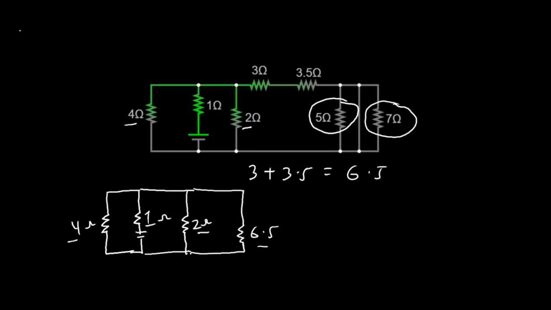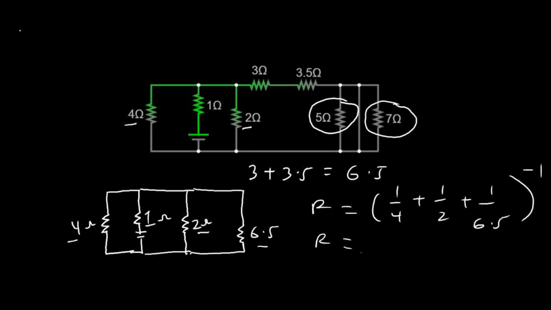So you are first of all going to calculate the effective resistance for the resistors in parallel. So R will be equal to (1 over 4 plus 1 over 2 plus 1 over 6.5) all to the power negative 1. So let's calculate the value of the figures in the bracket. That will be 1 over 4 plus 1 over 2 plus 1 over 6.5.